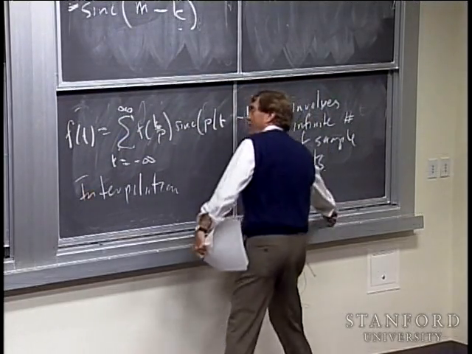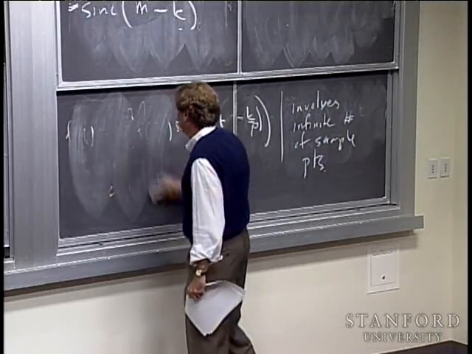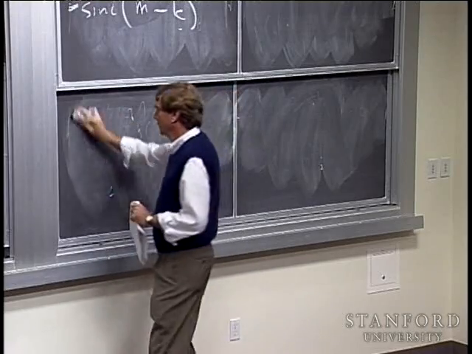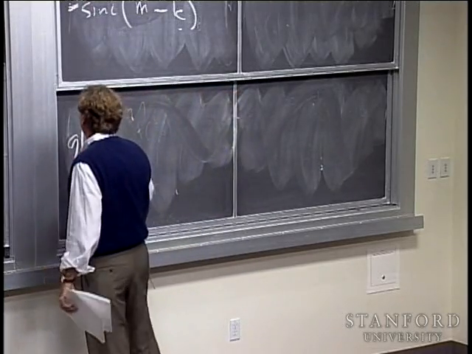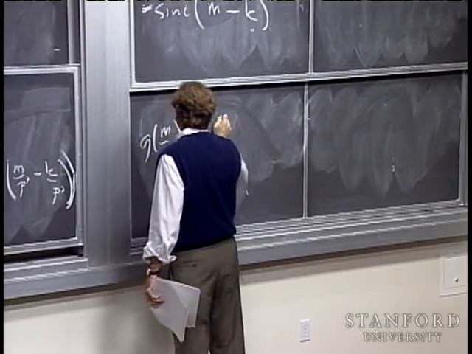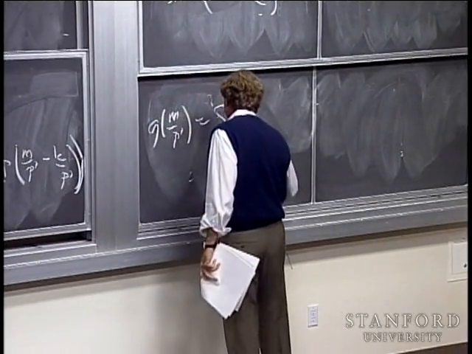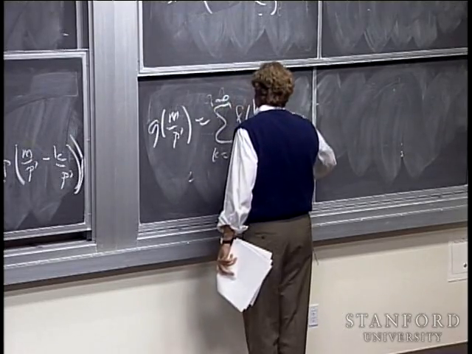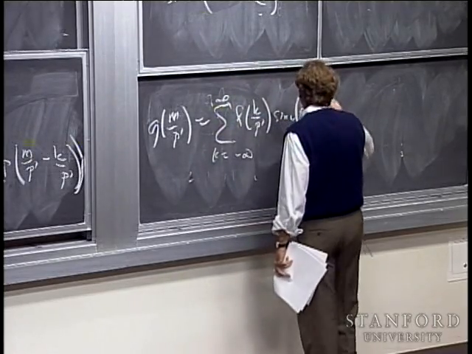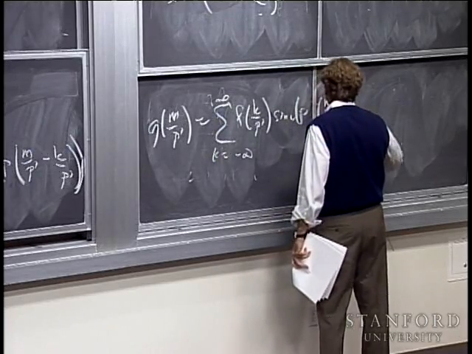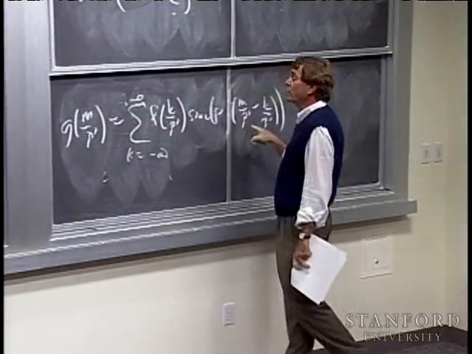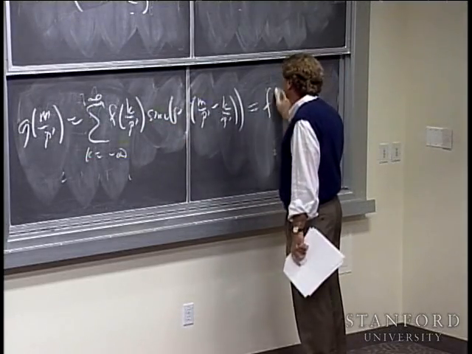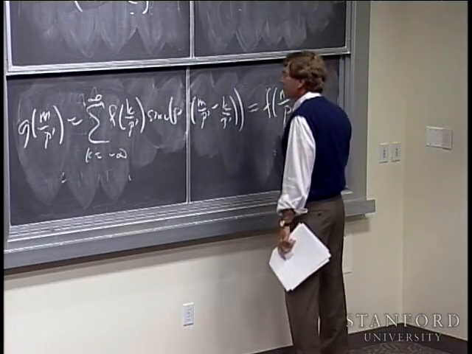to write it down one more time, g of m over p prime is equal to this sum, k going from minus infinity to infinity, f of k over p prime, sinc p, m over p prime minus k over p prime. All the terms drop out except when k is equal to m, and that then gives you f of m over p prime. All right?